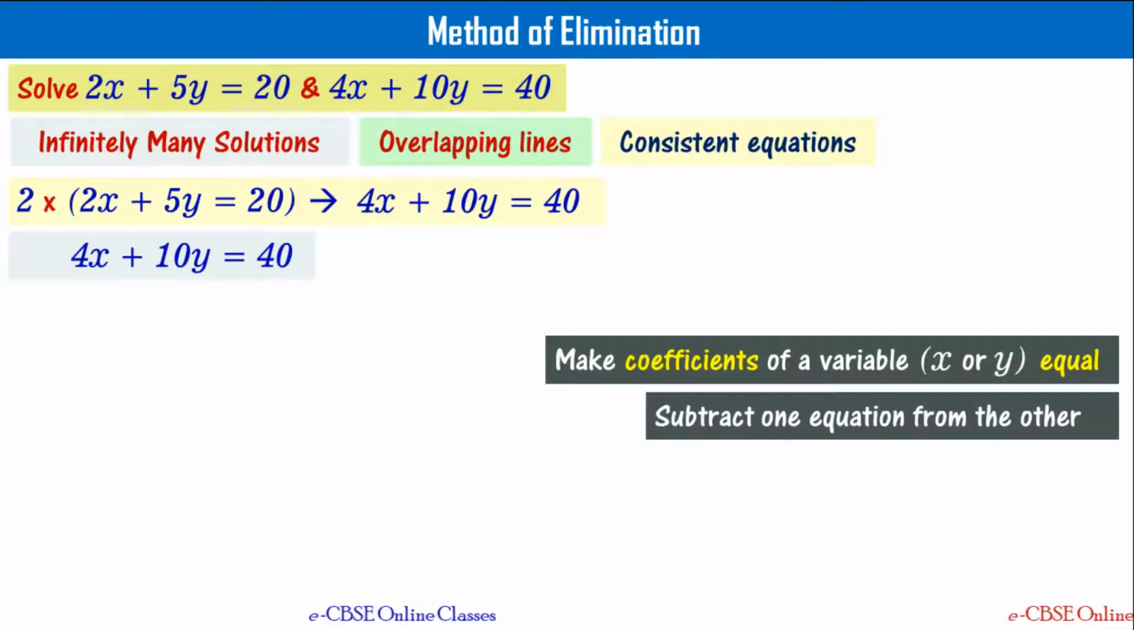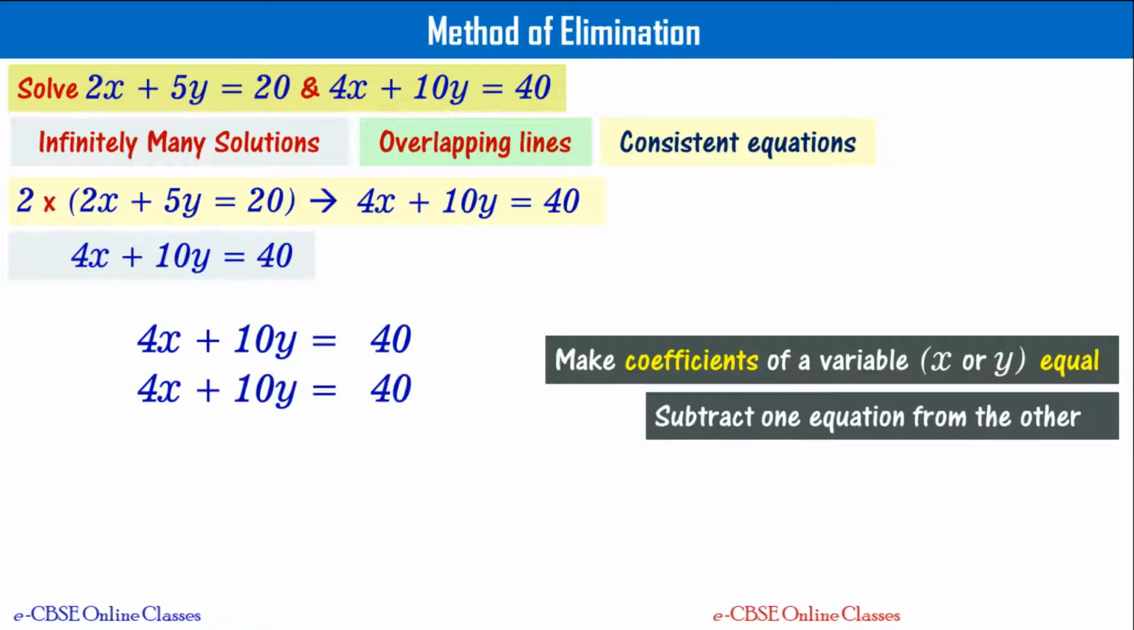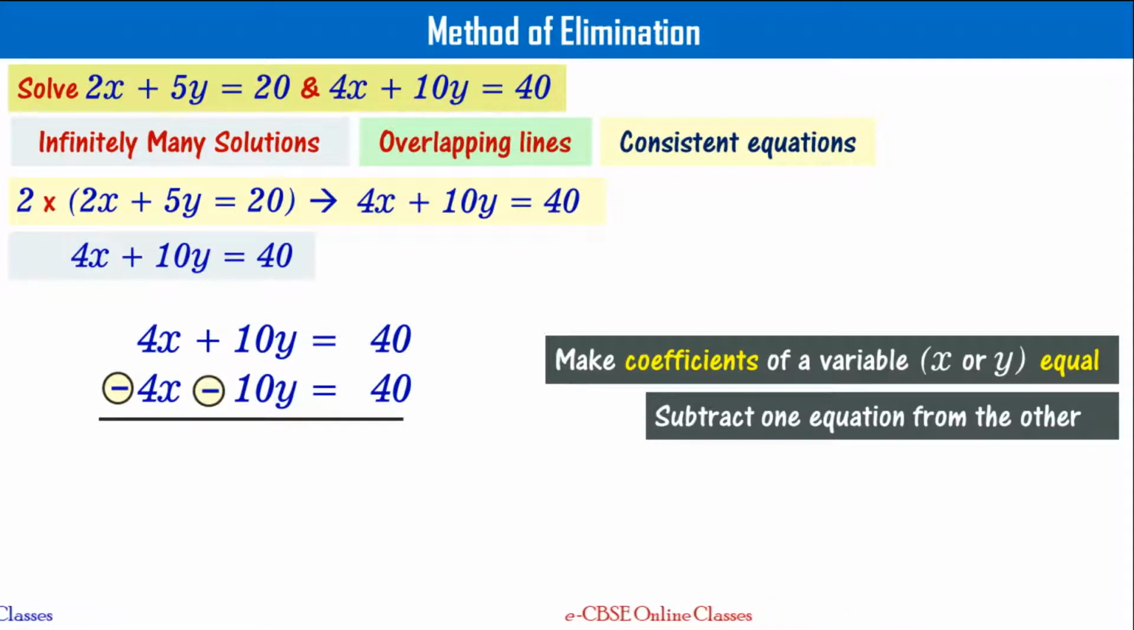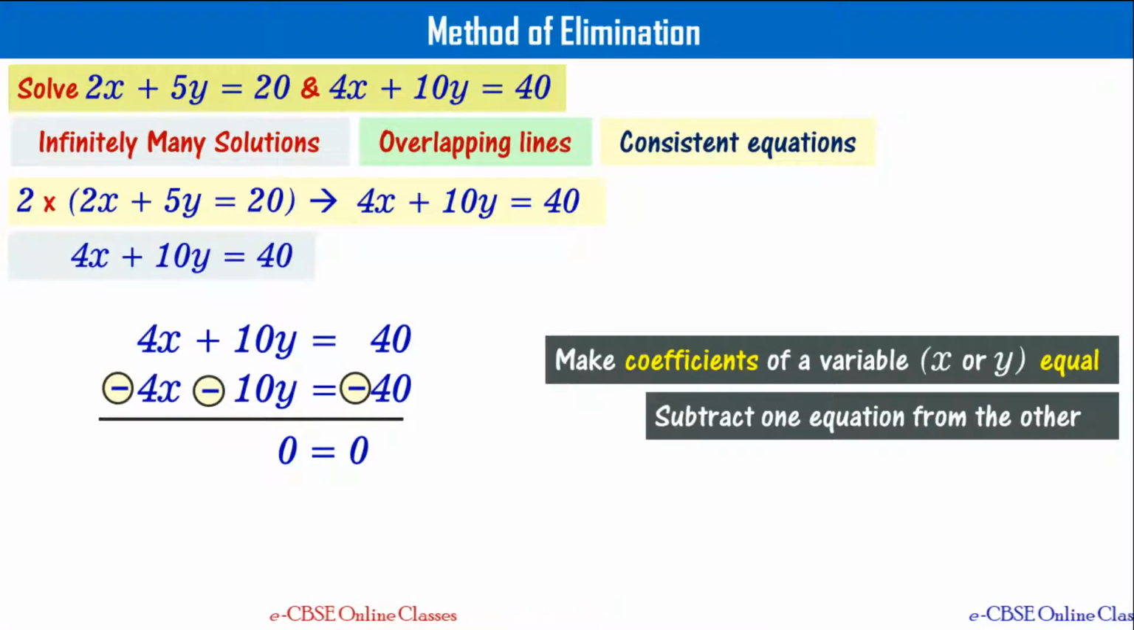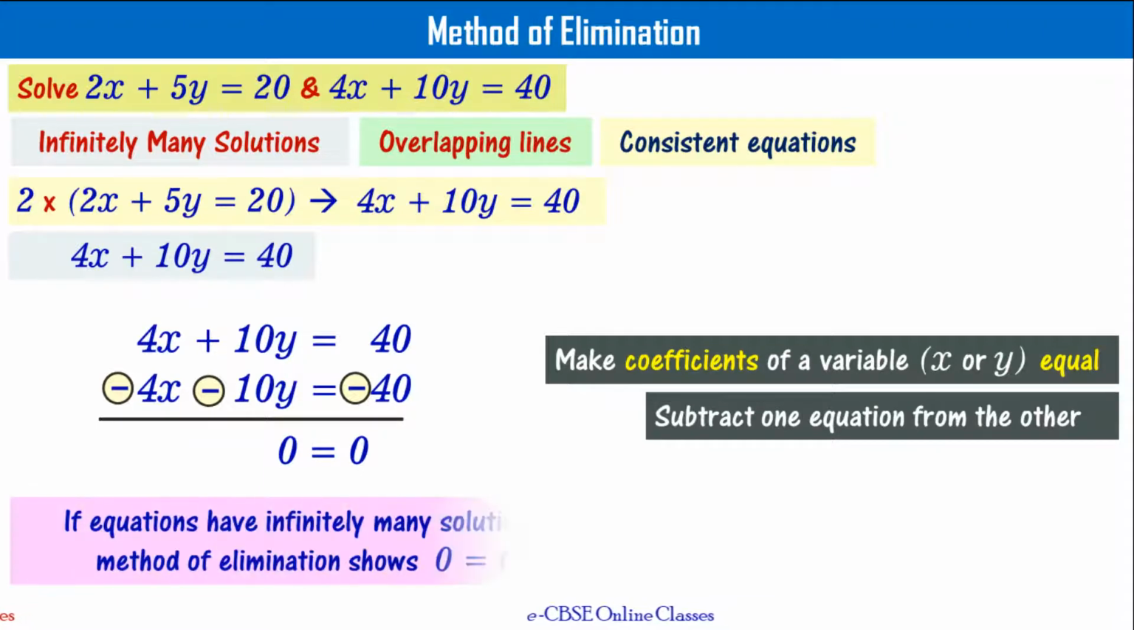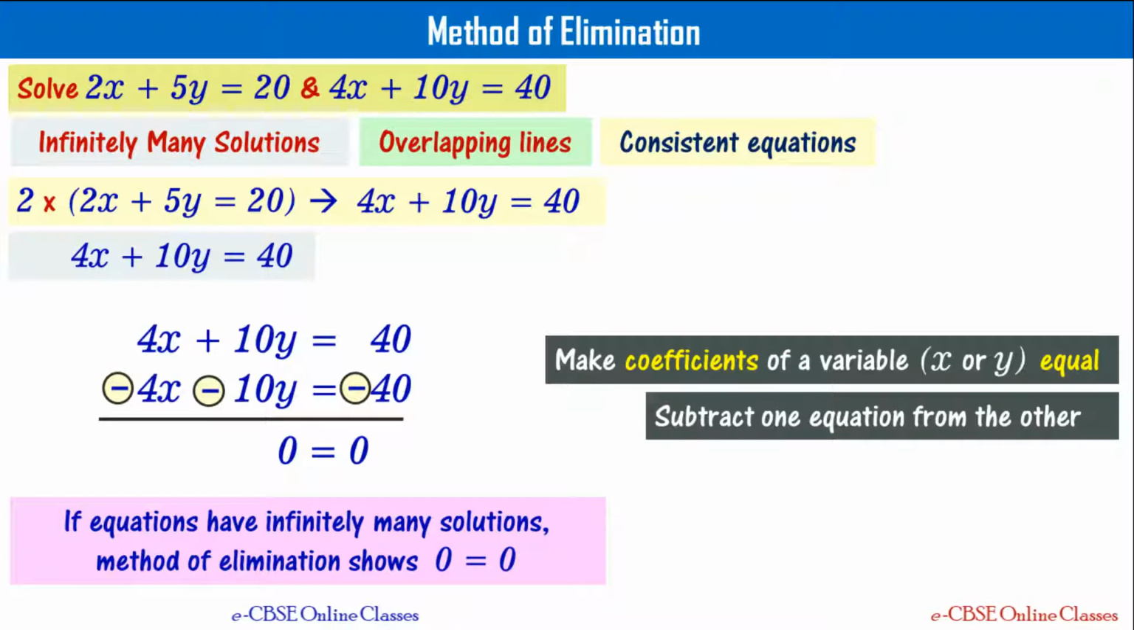The next step in the method is we have to subtract one equation from the other. When you subtract, what happens is you get 0 equal to 0, right? This is precisely because these two equations are exactly the same. Now, let me say that if equations have infinitely many solutions, the method of elimination shows 0 equal to 0, which is consistent with our understanding of the numbers. It means a number is equal to the same number, right?